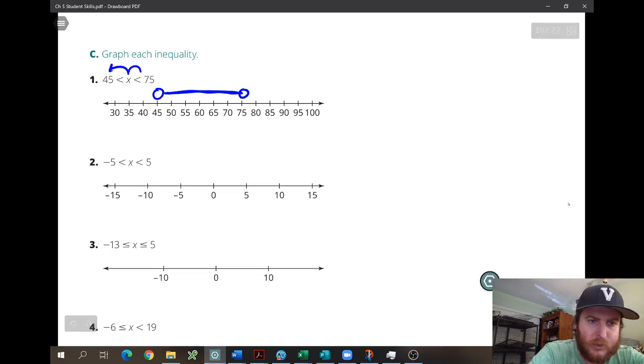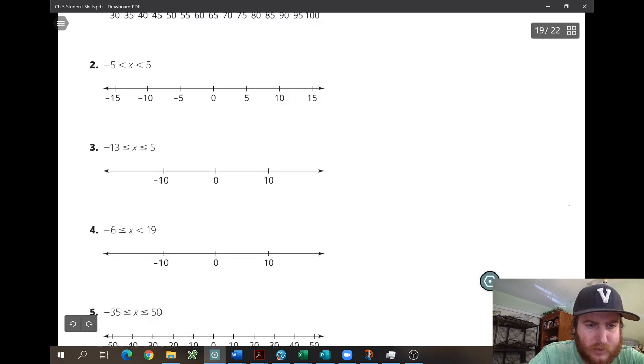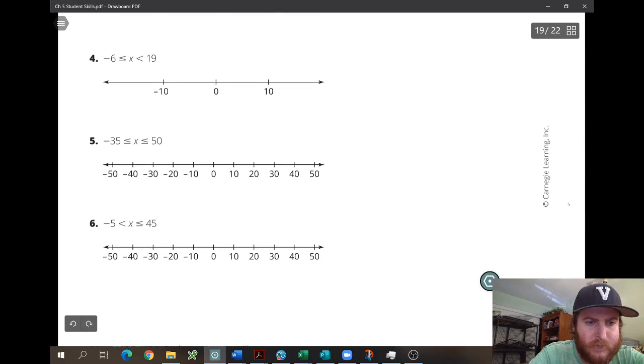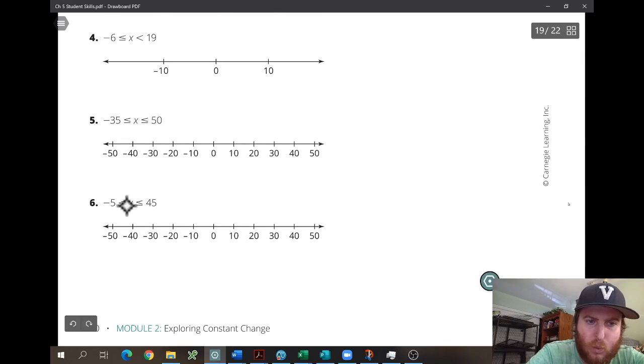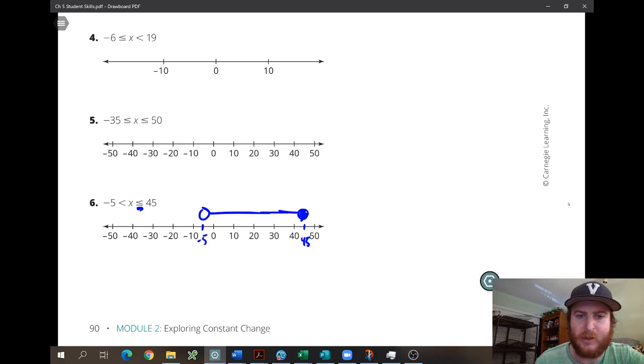Same thing for number 2. I'll also do number 6 because 6 has one open and one closed. So I put an open circle at -5, right there. I'm going to put an open circle because it's just less than. Now at 45, I have the equal to part, so at 45 I'm going to close it and put the closed circle. x is in the middle, so I literally just graph the middle section.